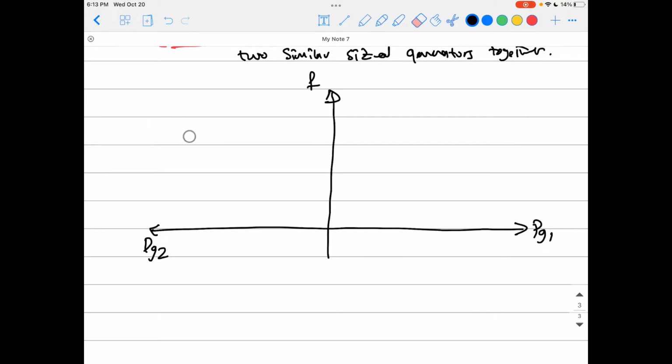Why are we using this? Because it is a sketch tool you can use to find the load sharing and the system frequency of those two generators together. So here you're plotting the FP relationship of the first one. Okay, so that is the no load frequency, F no load 1. And here the FP relationship of the other one, that is F no load 2, and that's it.